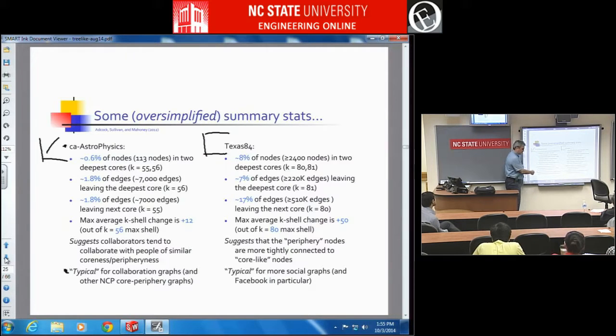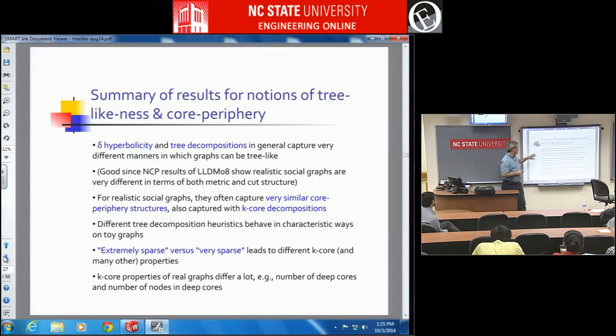This is sort of a typical example for a lot of the collaboration graphs. This is going to be a typical example for a lot of the social graphs, but there's a lot of differences between each of these. All right?